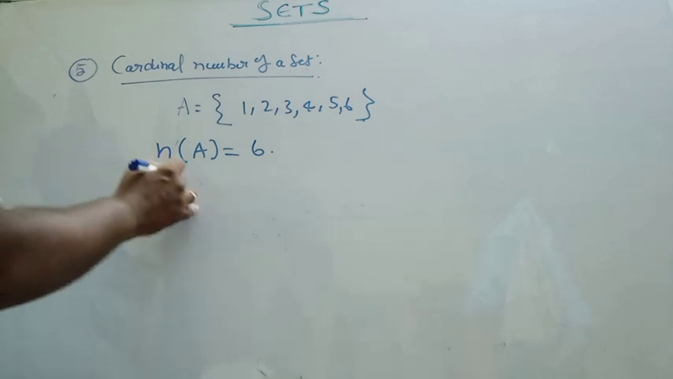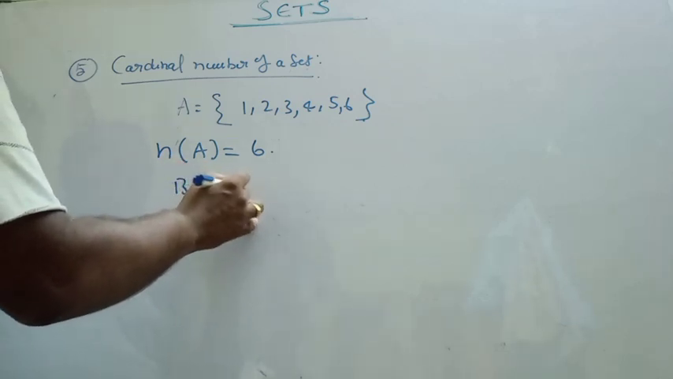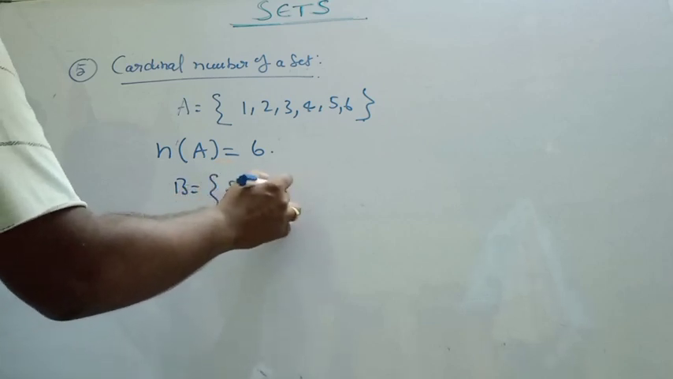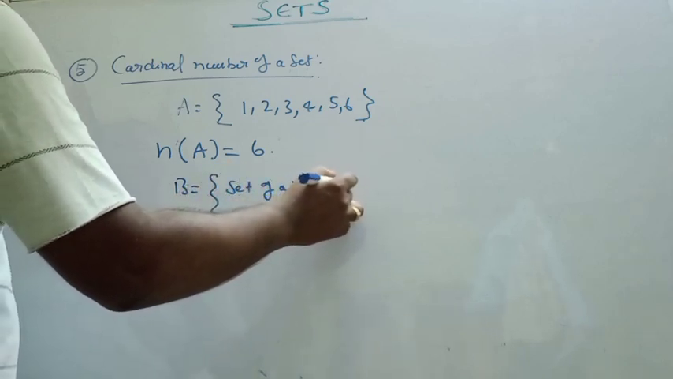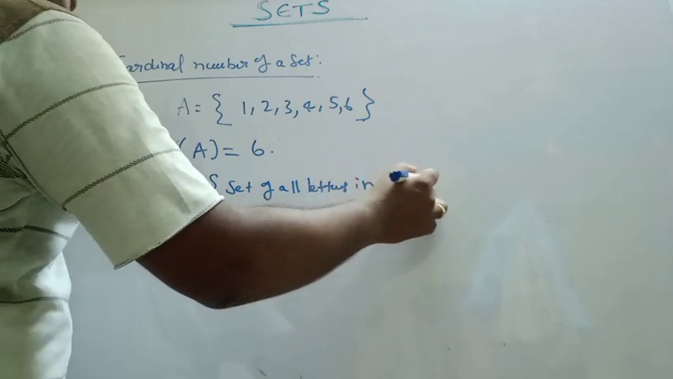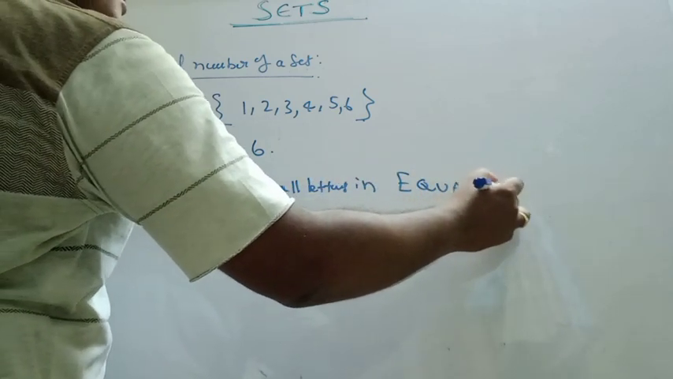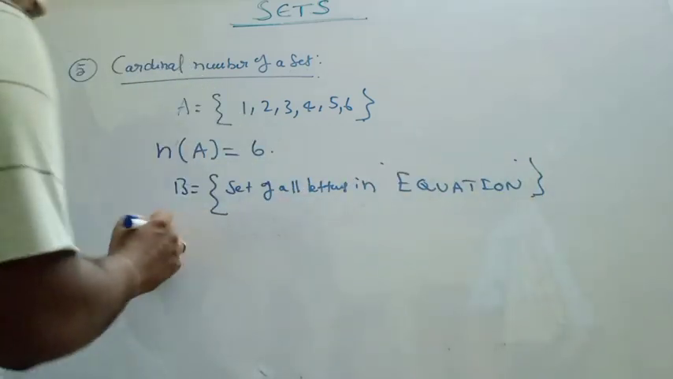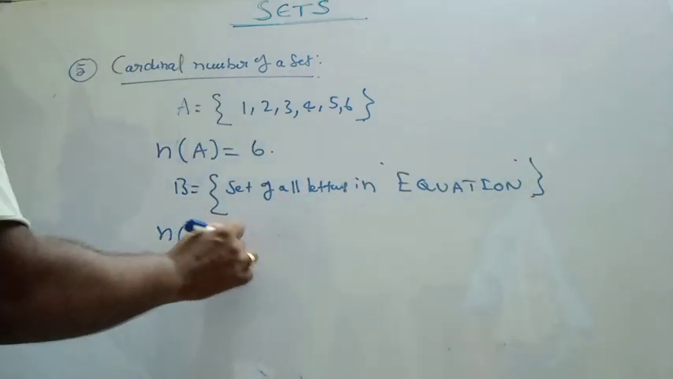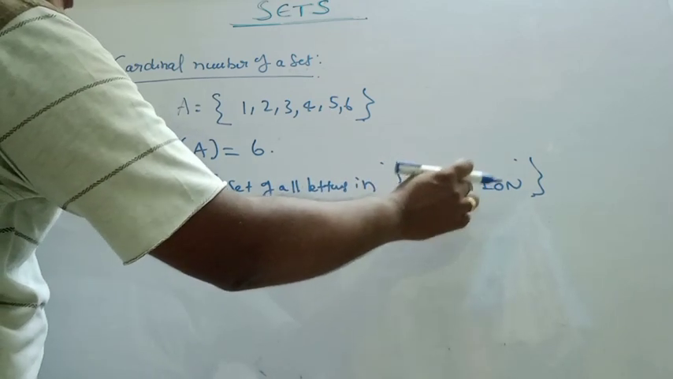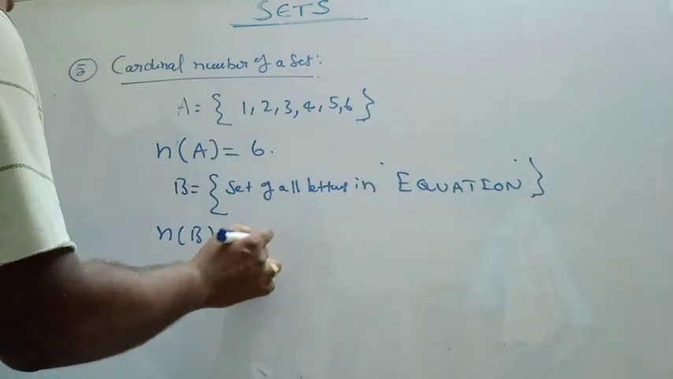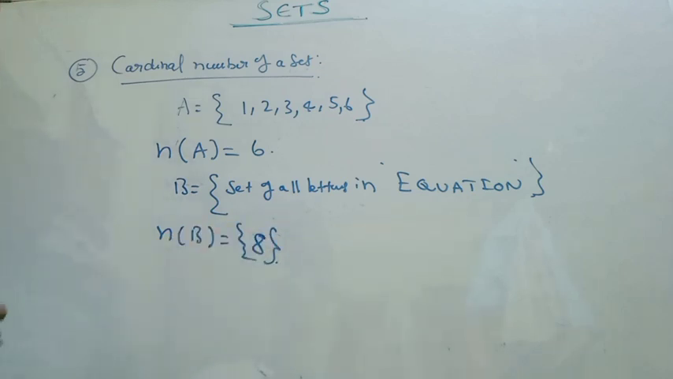Next, B is equal to the set of all letters in the word EQUATION. Now n(B) is equal to how many? 1, 2, 3, 4, 5, 6, 7, 8 letters are there. Totally n(B) equals 8. The number of elements present in a particular set is called the cardinal number of a set, right?